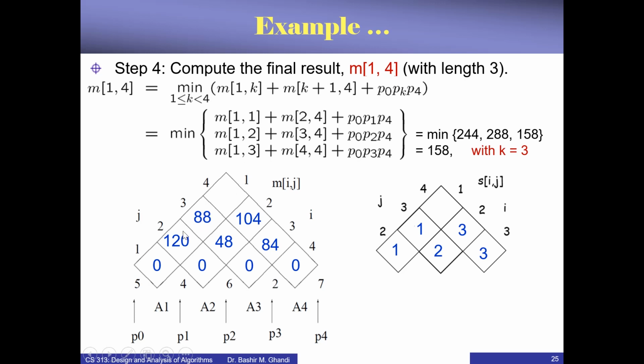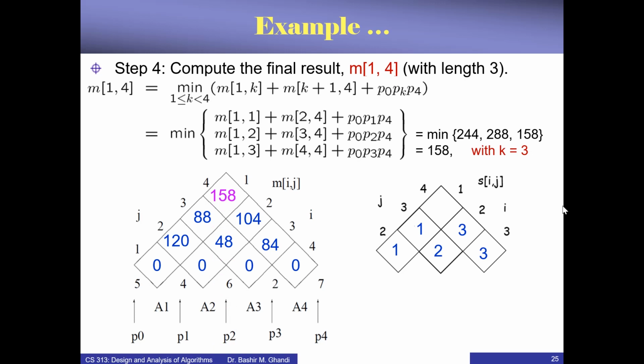So as we saw at the beginning, all we need are the values in this row and the values in these columns to compute the different options. Once you compute the different options, you see that there are 244, 288, and 158. Which of them is the minimum? Of course, the last one, 158. So the minimum value is 158.